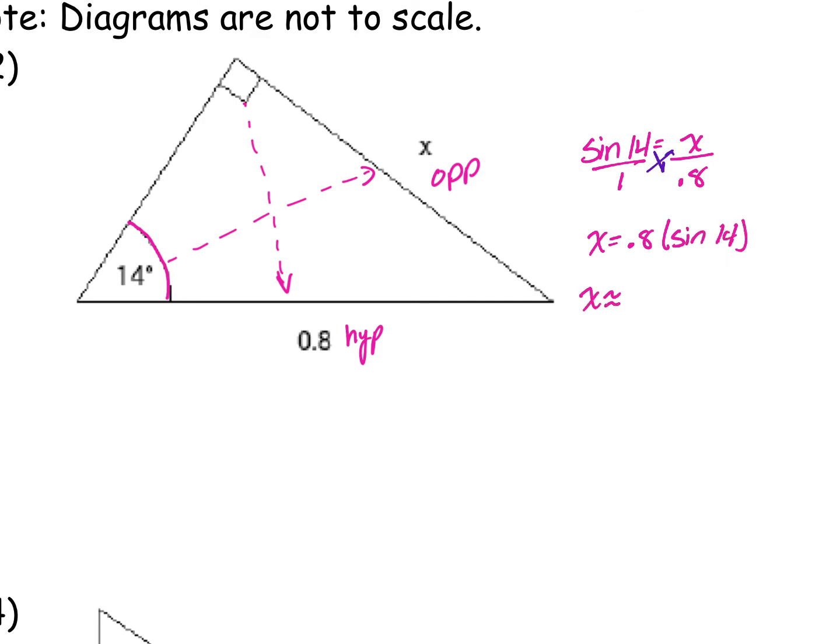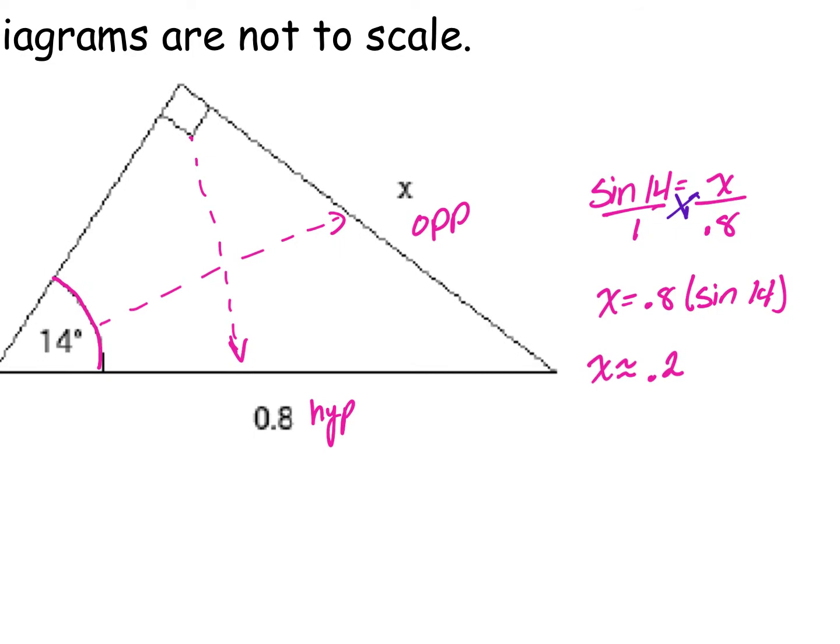So x is approximately equal to, now this time we're going to put it into Desmos. I say 0.8 times my function, which is sine of 14. So this should be 0.2. Questions? I can't make the calculator any bigger, sorry. I can make this one a little bit bigger.